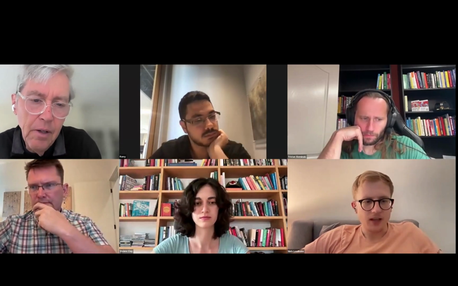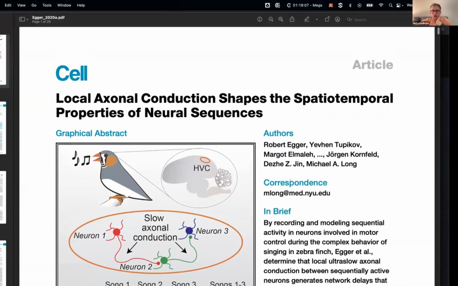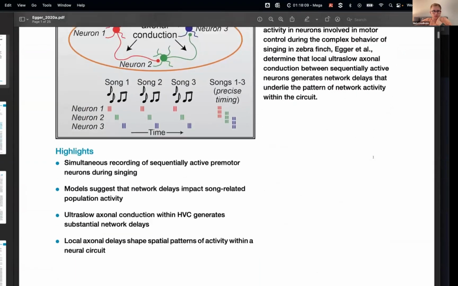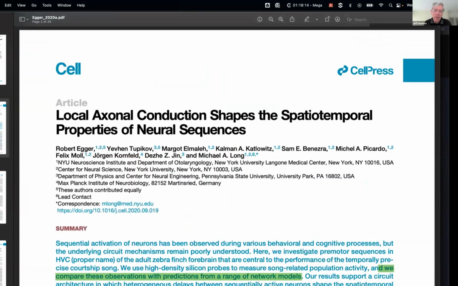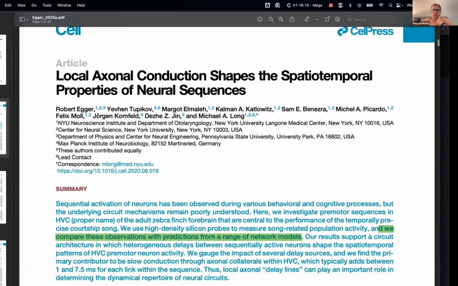That's a good chart. What paper was that in? It's from this paper by Egger et al. It was a Neuron paper from 2020, I can share it with the group. They were doing this for birdsong. They basically claim that the axonal conduction delay serves an important purpose for spatiotemporal sequences. But there's this big question.